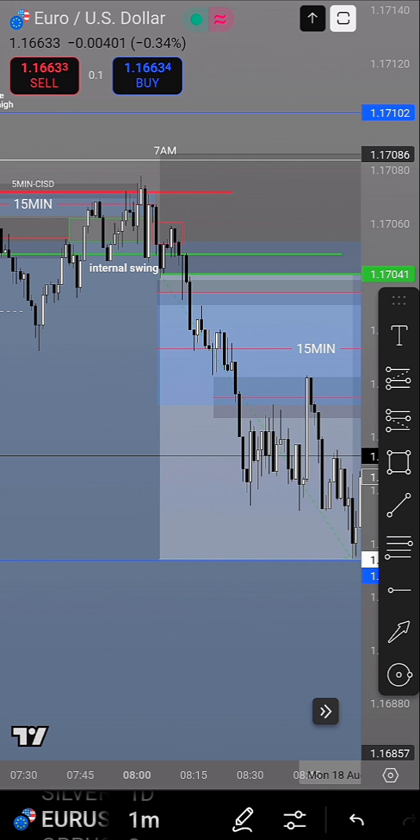So as you can see, price traded lower than the internal swing. It left behind a bearish 1 minute FEG, so price swept the internal swing. I traded into the 1 minute bearish FEG, and then from there the rest is history. As you can see, price just continued lower until it consolidated for a bit, swept the highs, and then continued lower, hitting take profit.